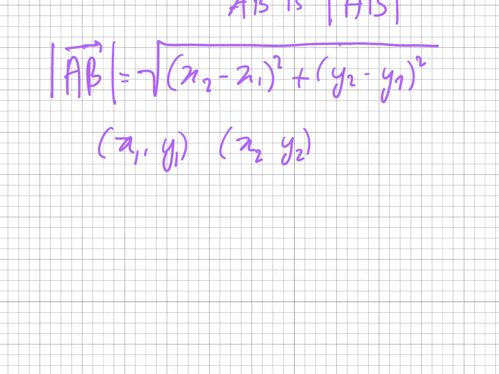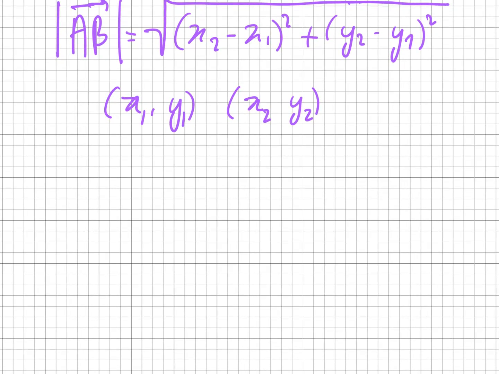Say for example, we're going to give you an example in here. Let's say A is located at 1, 2, and let's say B is located at 4 and 6. Let's look at that part.